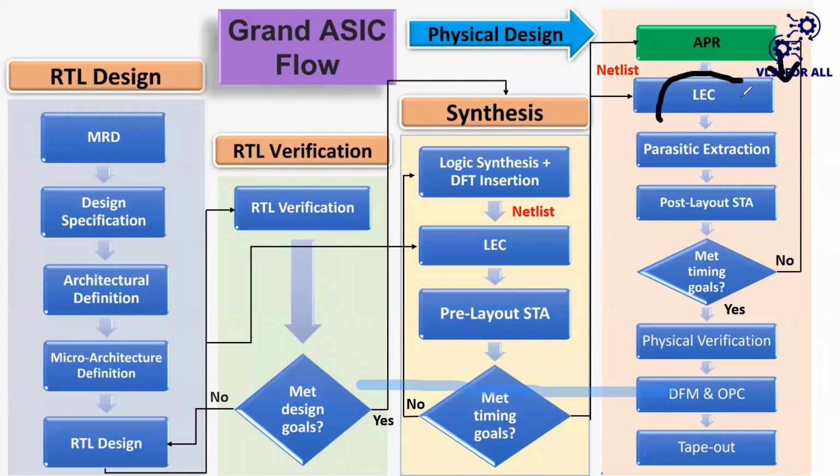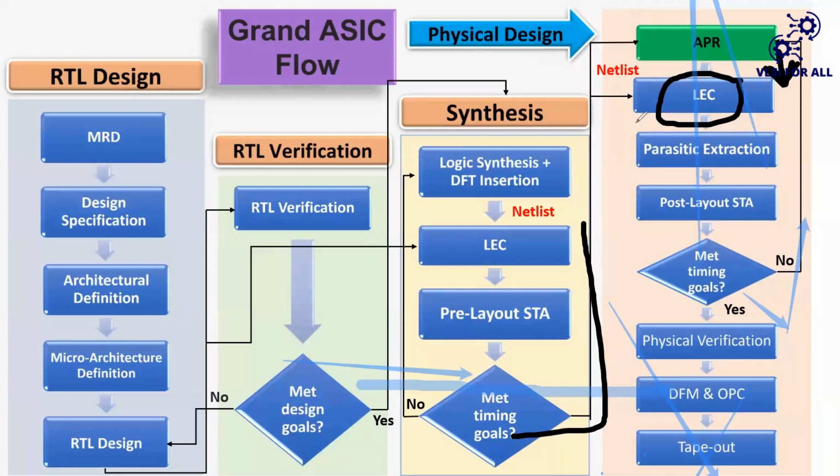So here, what are the inputs that we are giving for this LEC? Can anyone tell me? GDS file and netlist. Okay, yes. So we are giving the layout information, which is the GDS file, and the netlist. Why are we comparing this netlist with this one instead of the RTL code?